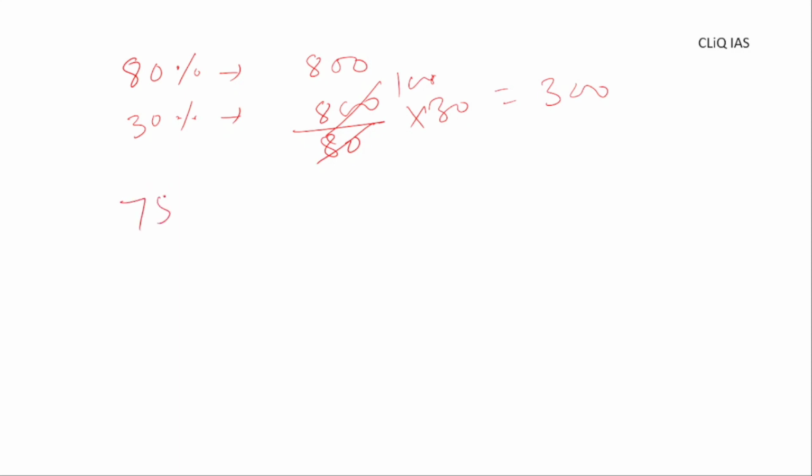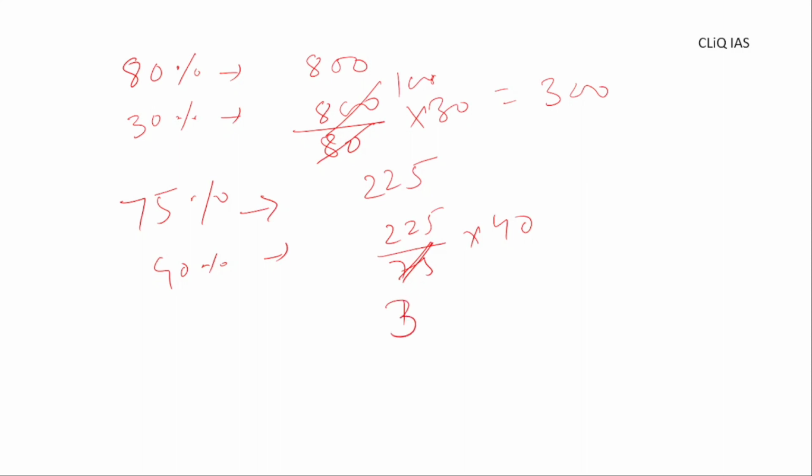Let's say 75% is 225. Then how much is 40%? So 225 by 75 into 40. Let's not go to shortcuts, so let's divide by 25. 25 times 3 is 75, and 25 times 9 is 225. So 3 into 40 equals 120. Hope these two basic concepts are clear.